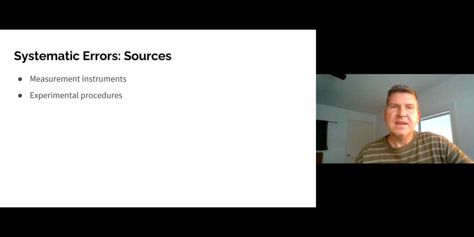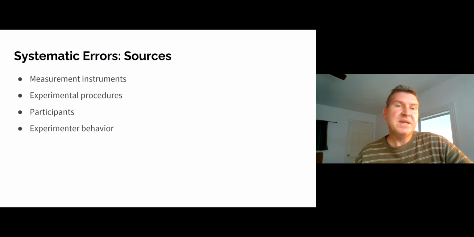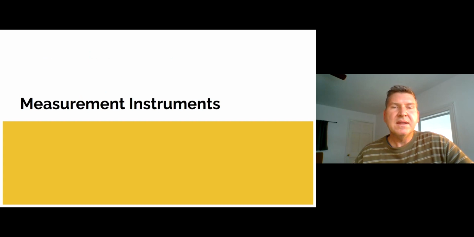Let's talk about how systematic errors can occur. They could be due to measurement instruments. They could be due to experimental procedures. They could be due to participants, and they could be due to the experimenter, meaning the person giving the experiment, their behavior. It could be due to the environment in which the experiment's conducted. Let's talk about them one by one.